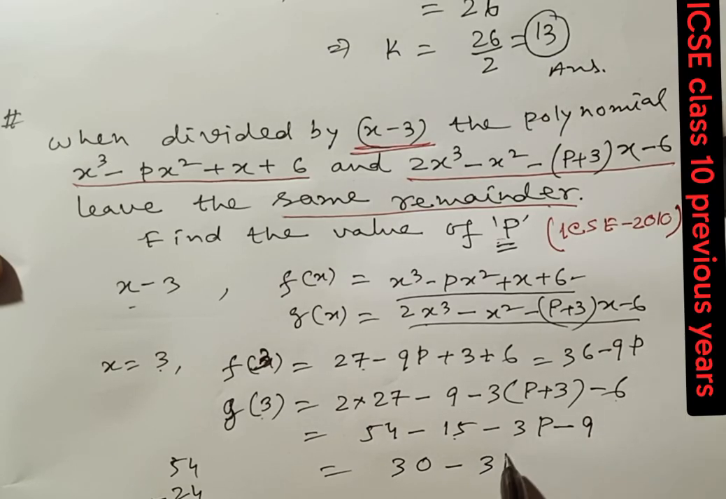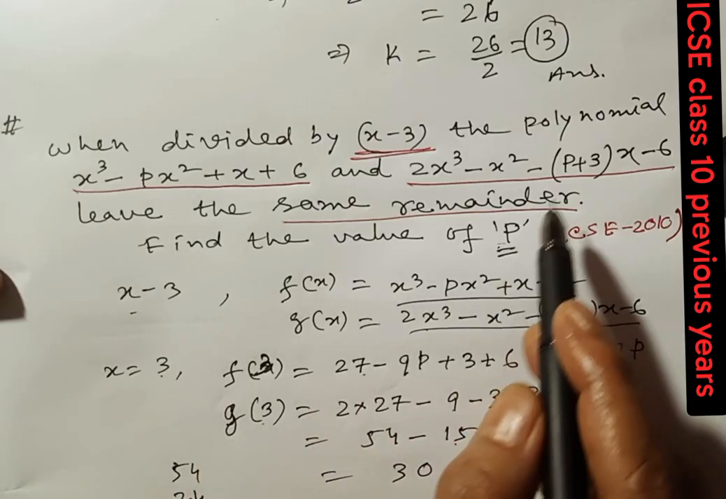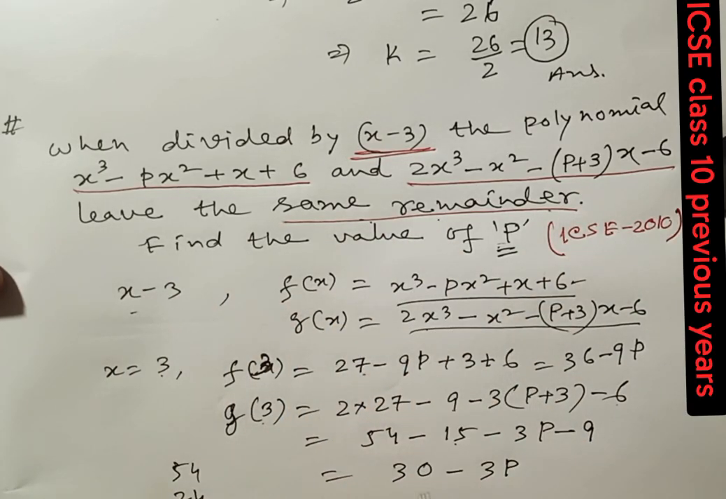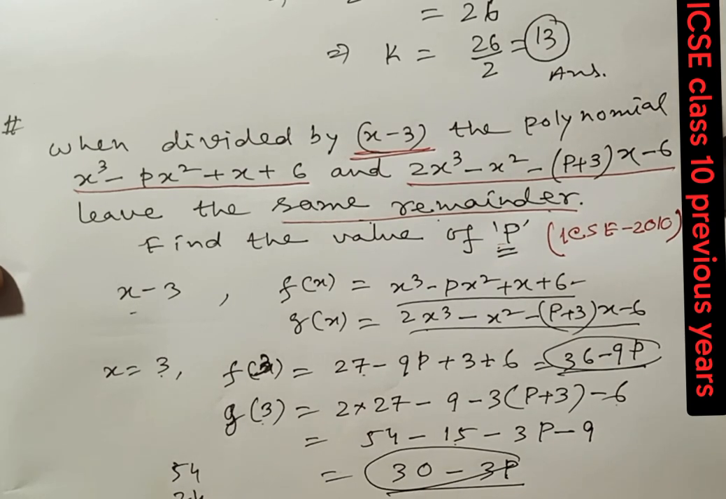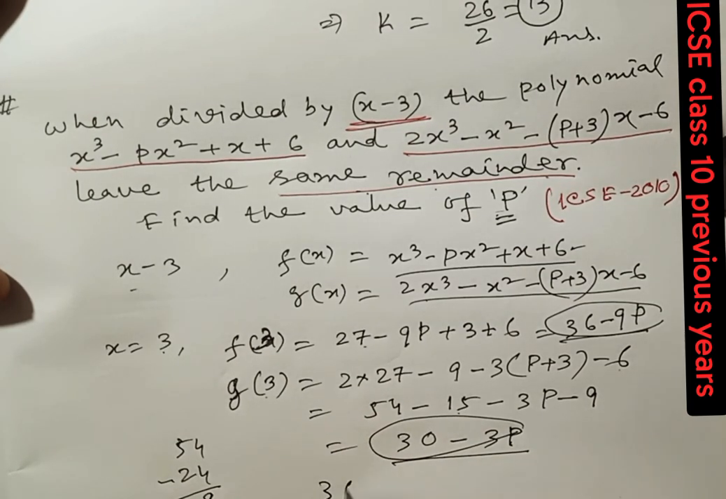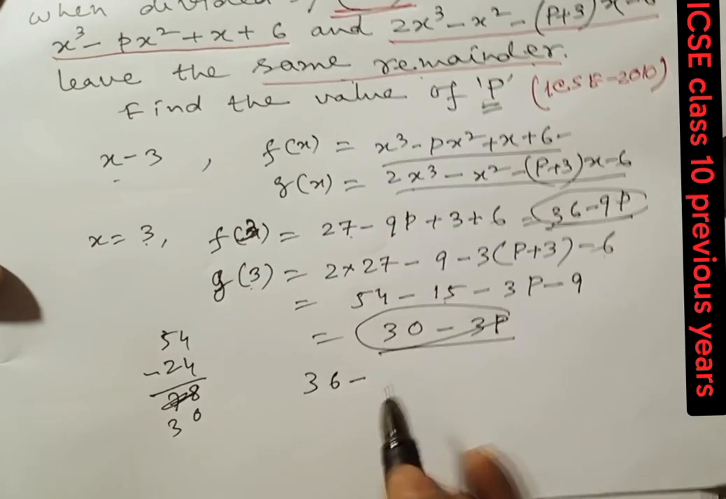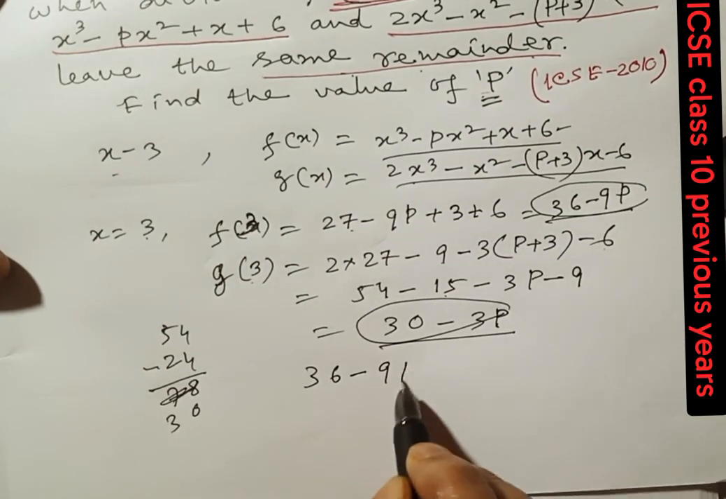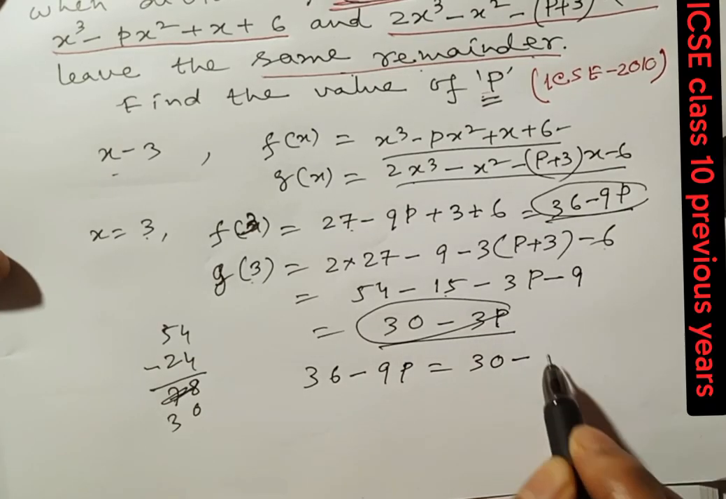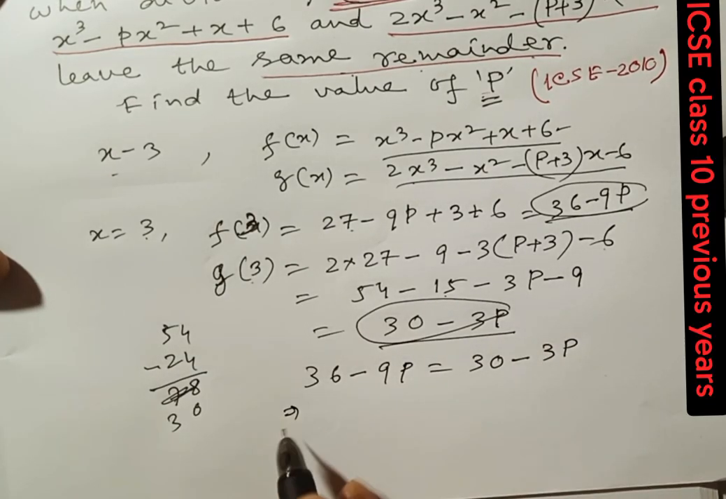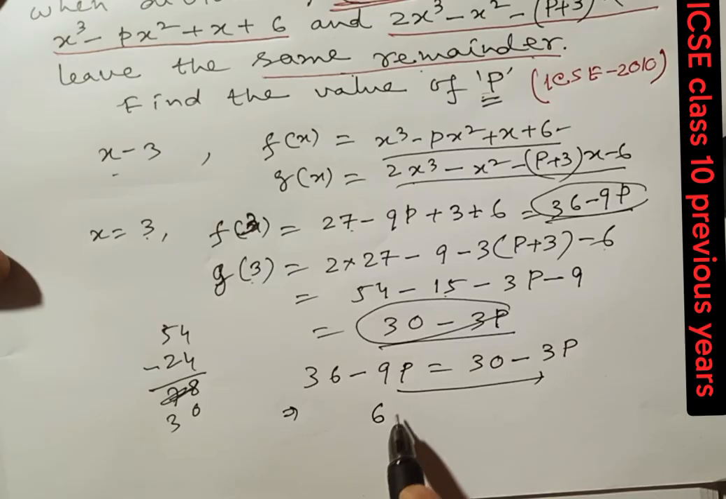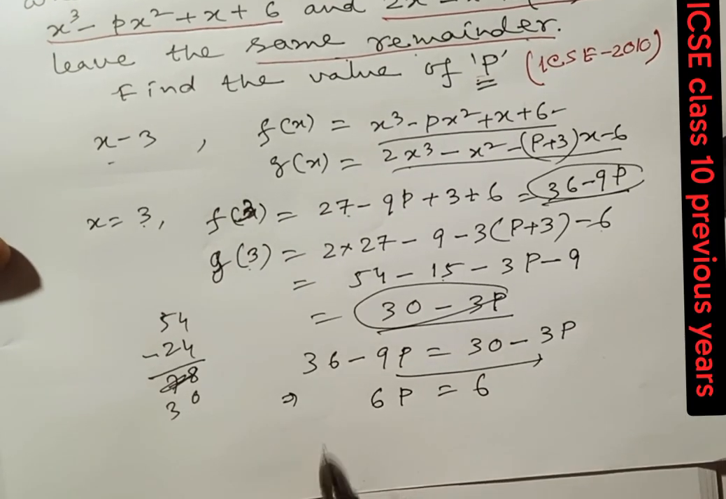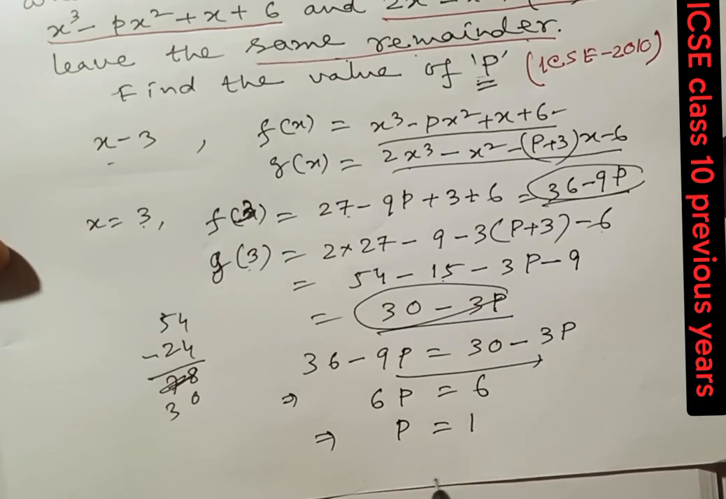30 minus 3p. Now given here the remainder is same, so we get one remainder this and another remainder is this. These are equal. So 36 minus 9p equal to 30 minus 3p. Now we solve it. This side 6p equal to 6. Now p equal to 1.